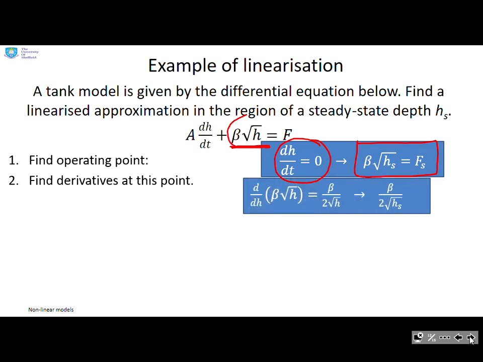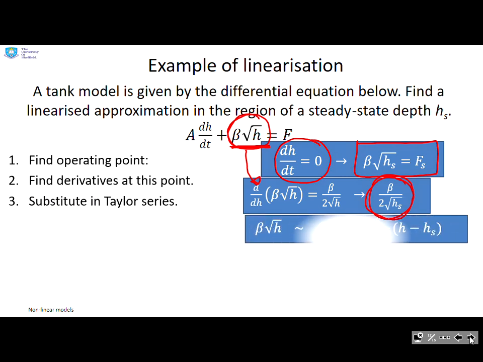So here's the nonlinear term, beta root h. I want to find the derivative of that term. And here it is, calculated at the steady state operating point, beta over 2 root hs. So now substitute or find the Taylor series expansion of this term. So you can see I've got beta root hs plus, there's the derivative, and there's the deviation variable.